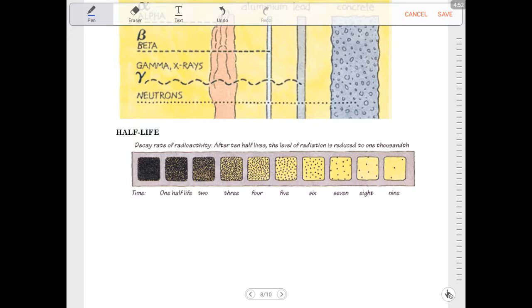After 2 half-lives, you're going to cut it down by another half, so you had half of a half, which is a quarter. So you're dividing by 2 basically every single time. So if we started with 100 over here, then we'd go down to 50, then we'd go down to 25, 12.5, 6.25, and so on and so on through all the half-lives.